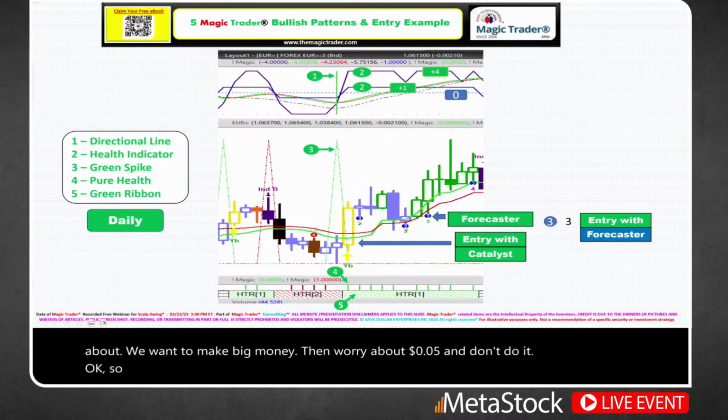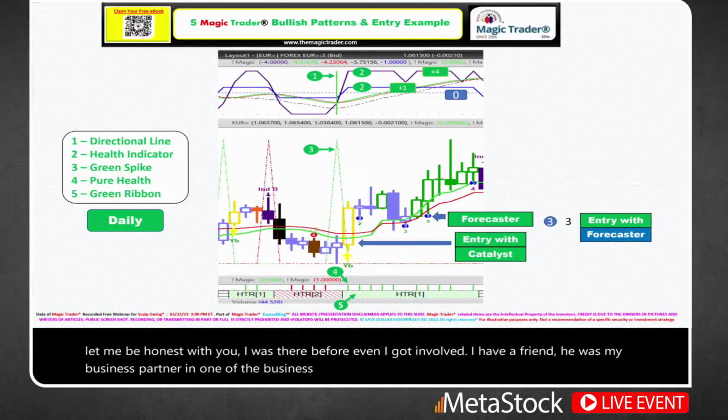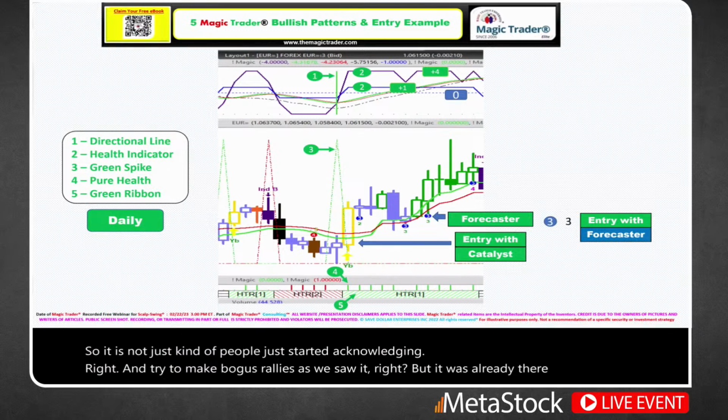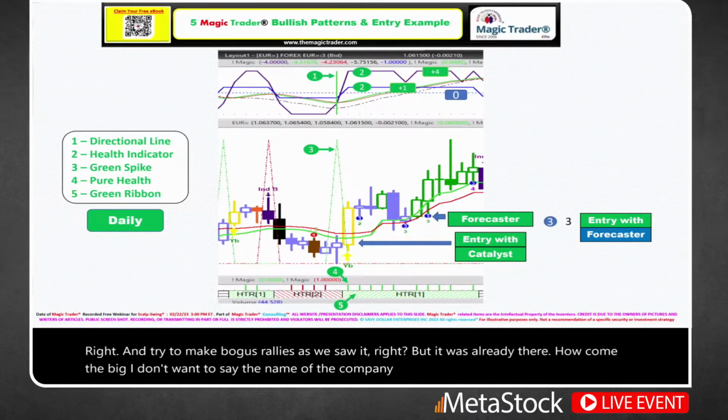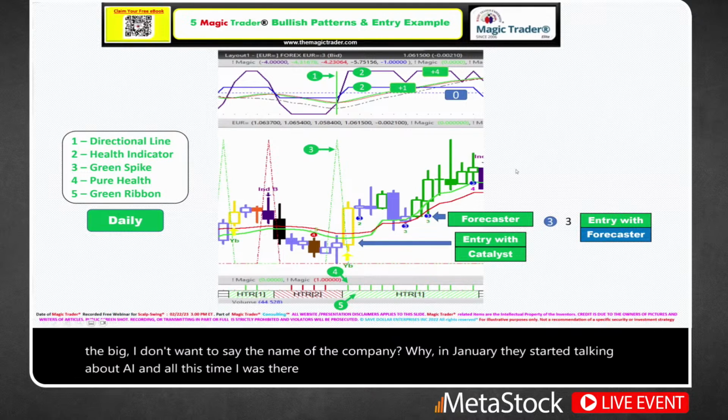Okay, so let's see these symbols. And this is what I was talking about. I knew what I designed, but let me be honest with you, AI was there before even I got involved. I have a friend, he was my business partner in one of the businesses. He worked for IBM. IBM was developing AI way before people knew. So it is not just that people started acknowledging it, right? And try to make bogus rallies, as we saw. But it was already there. I don't want to say the name of the company, but why in January did they start talking about AI, when all this time AI was there? And this is the proof.